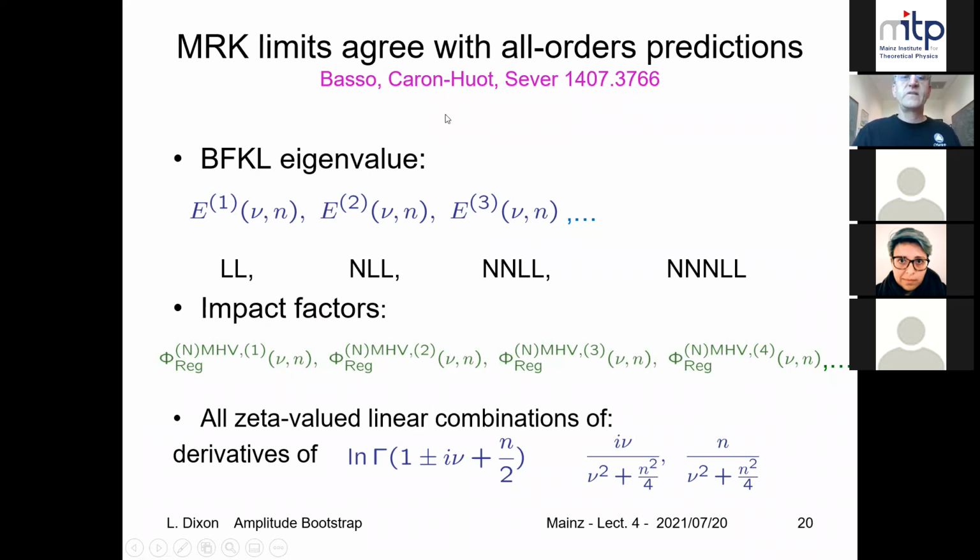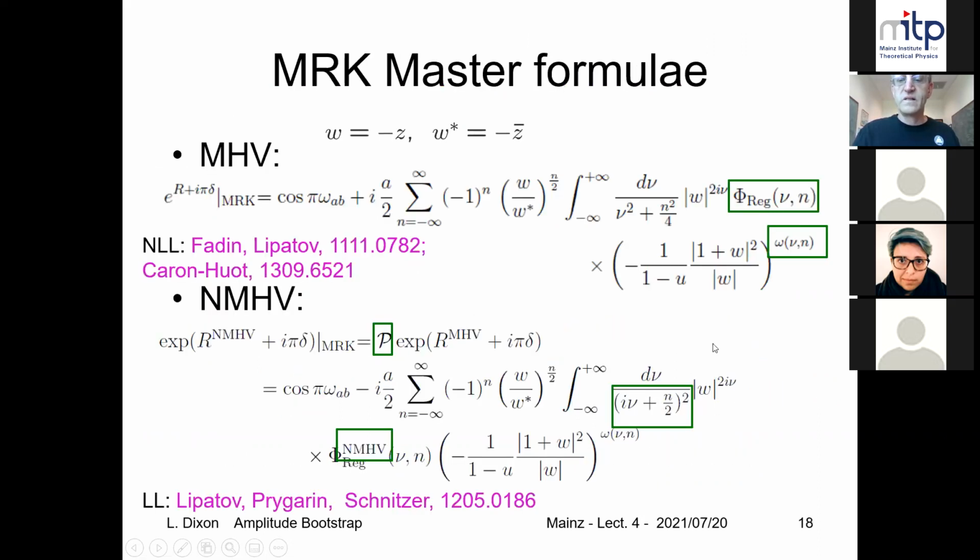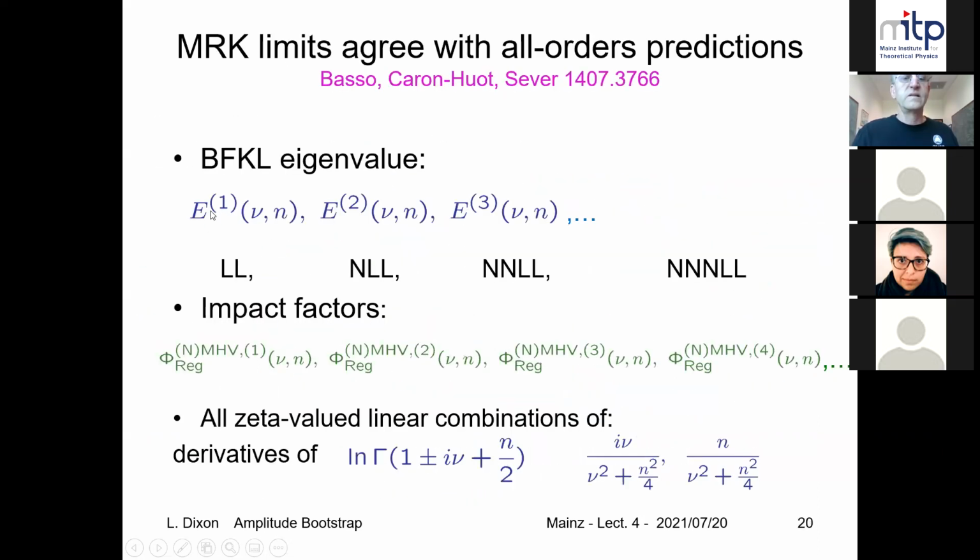So when you carry out this exercise from the bootstrap perspective and take the limit, you can compare the results with those of Basso, Caron-Huot, and Sever. And you find that the BFKL eigenvalues, which were called omega here, and they can also be redefined in terms of a quantity E. It's another way of expressing them. Anyway, they agree perfectly through very high orders. And similarly for the impact factors, both for MHV and NMHV.